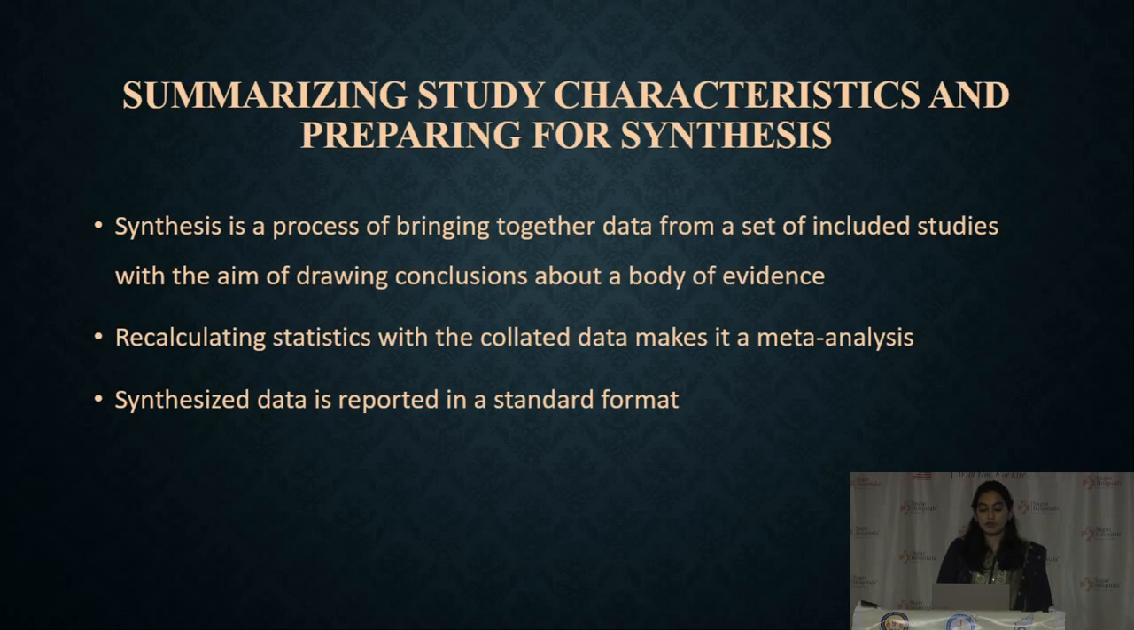So once the full text articles related to your study have been obtained, we have to start summarizing the study characteristics and prepare for the synthesis. Synthesis is a process of bringing together data from a set of included studies with the aim of drawing conclusions. Meta-analysis is where you'll be recalculating statistics with collated data, but in a systematic review, you'll just be reviewing all those full text articles. And synthesized data is then reported in a standard format.